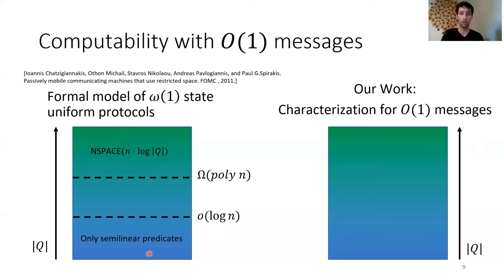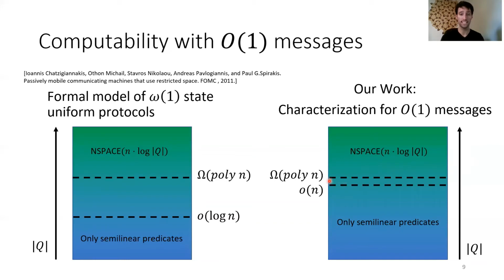Now, in our work, we find a similar characterization. Again, if we have a polynomial size state set, we get the same Turing machine simulation and thus the same complexity class. However, as soon as the state set, again, this is the internal states, is sublinear, then with constant messages, we can still only compute the semilinear predicates.